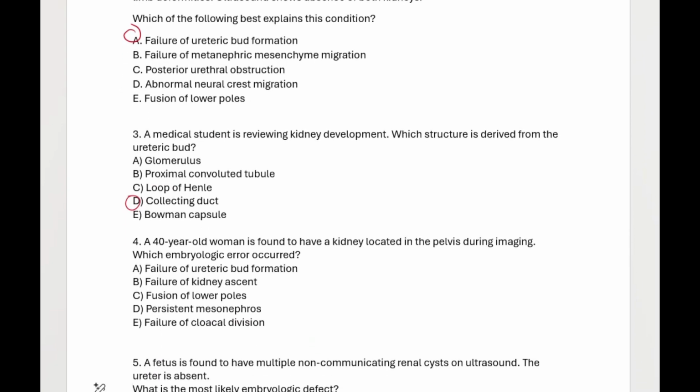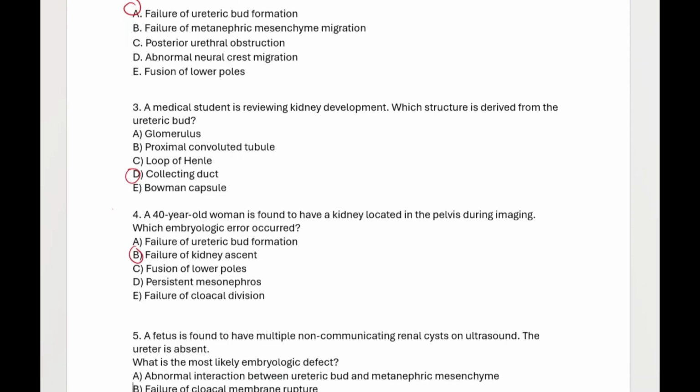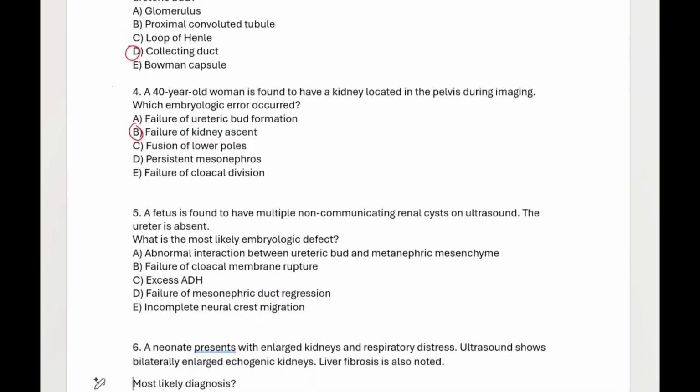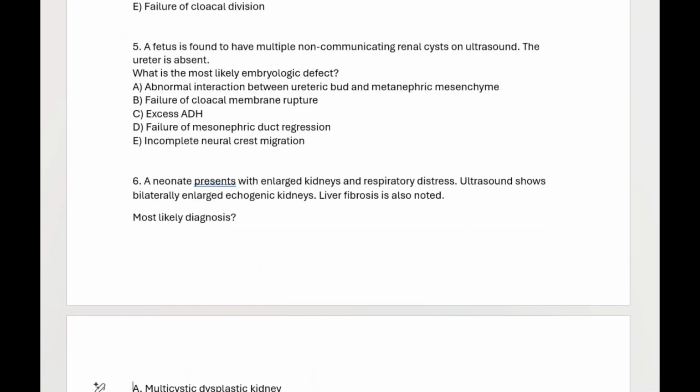A 40-year-old woman is found to have a kidney that's located in the pelvis during imaging. Which embryologic error occurred in this patient? So this patient has a failure of what? Ascent. So the best answer there is going to be B. Remember, like we mentioned earlier, this patient will have aberrant blood supply to the kidney because of the failure of the ascent.